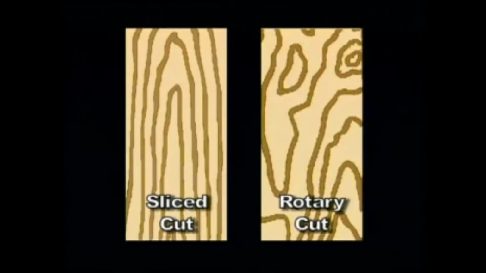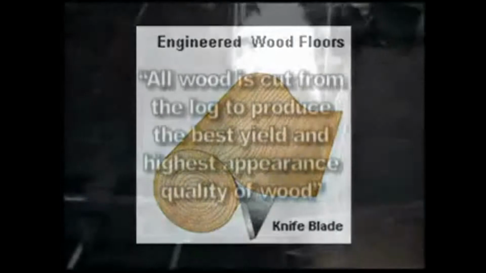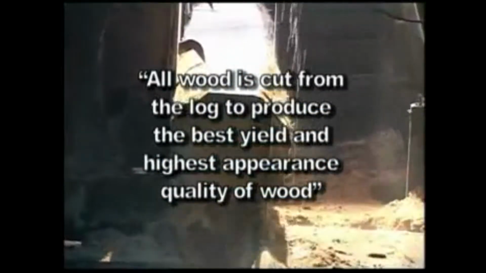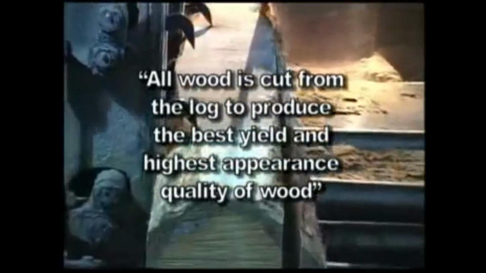Premium wood veneers can be harvested in similar methods to the solid woods, except in thinner layers. It can be sliced or rotary cut. Sliced cuts create long, straighter grain patterns. Rotary cuts produce a greater yield from the log, reducing cost but creating a busy swirling grain pattern. Rotary cut is similar to peeling the wood from the log like a roll of paper towels. All wood is cut from the log to produce the best yield and highest appearance quality of wood.